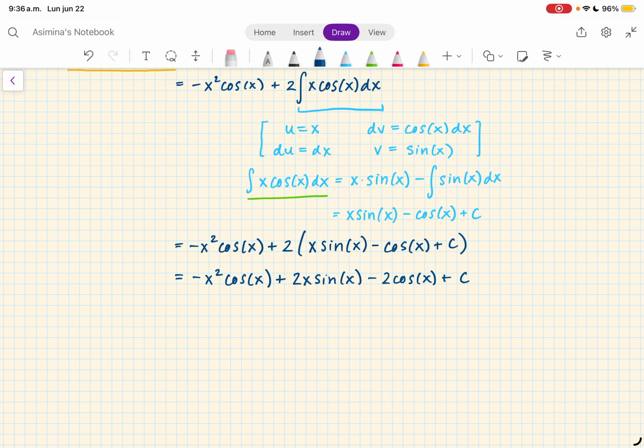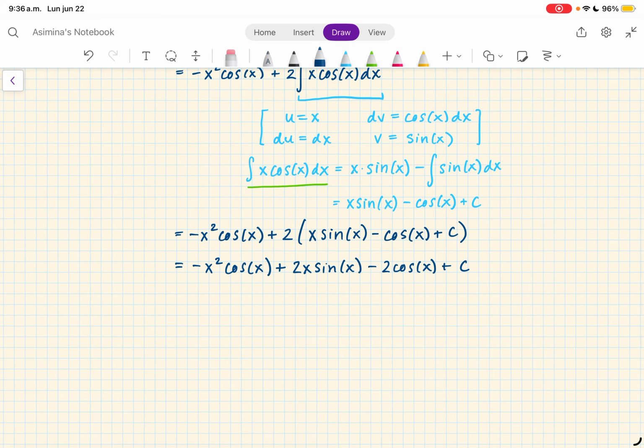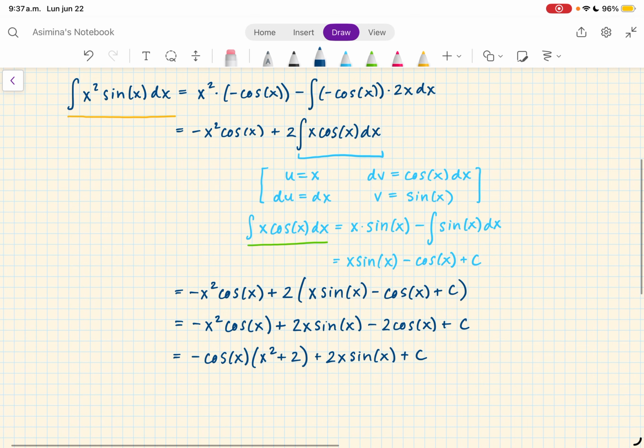So if you want, we can group the cosines together, and so we can rewrite this maybe as, I'll factor out a negative cosine, so we have negative cosine of x times x squared plus 2, plus 2x sine of x plus c. So in any case, this is our final answer.